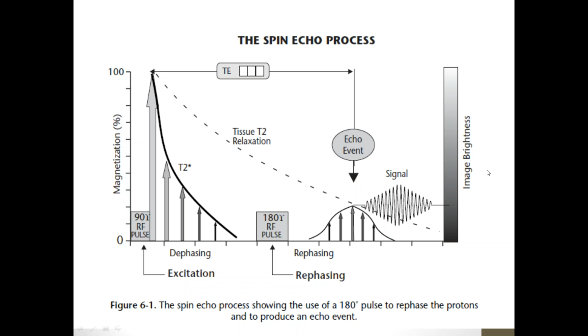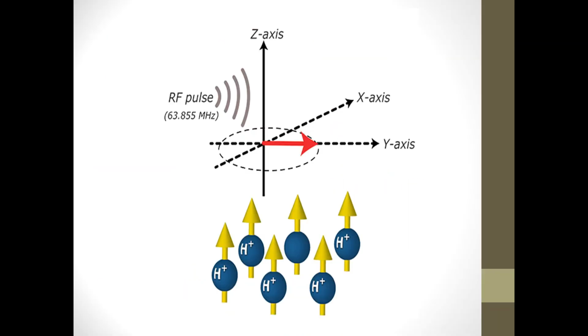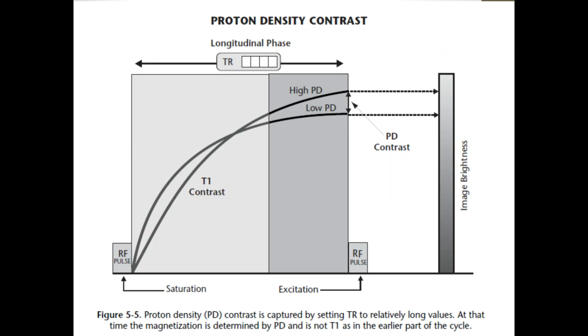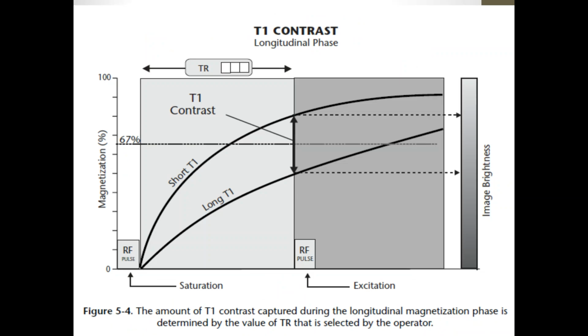Okay, but for T1, this is called the spin echo process. But for T1 weighted image, here we are applying a 90-degree radio frequency pulse, as I said before. So the fat, this saturation pulse, as I said before, is called the saturation pulse. So we are talking about now longitudinal magnetization, or T1.